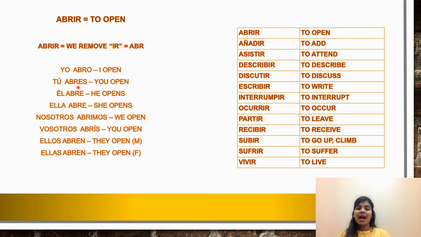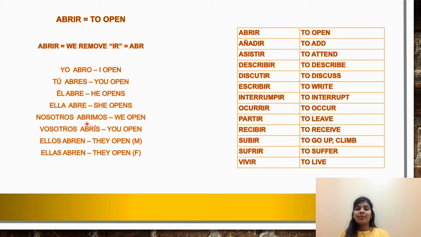Tú abres, you open. The ending with tú is es. Él abre, he opens. With él, the ending is e. As you can see, after ABR, we have put e. Ella abre. So él and ella always have the same ending. So it is ella abre. E is the ending. She opens.